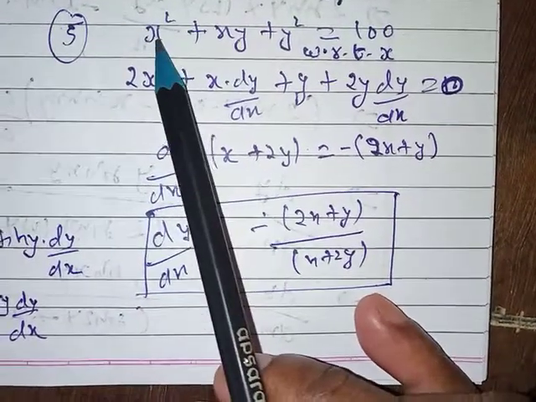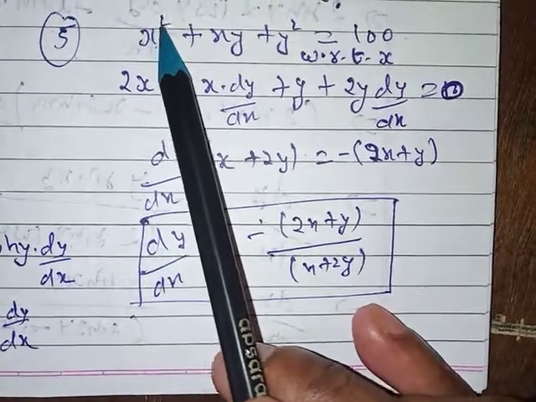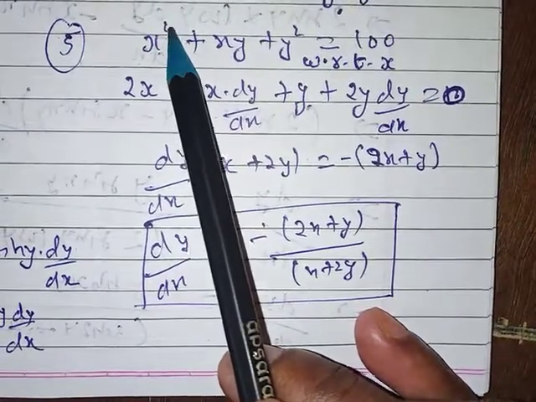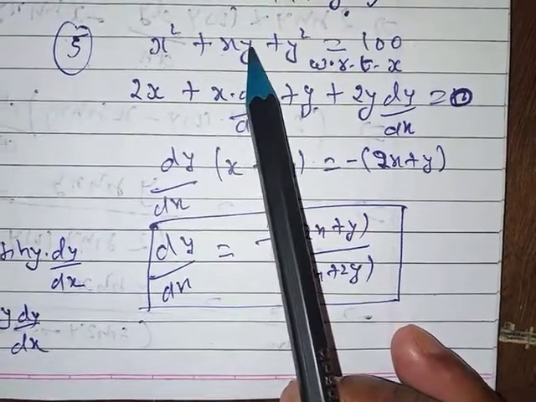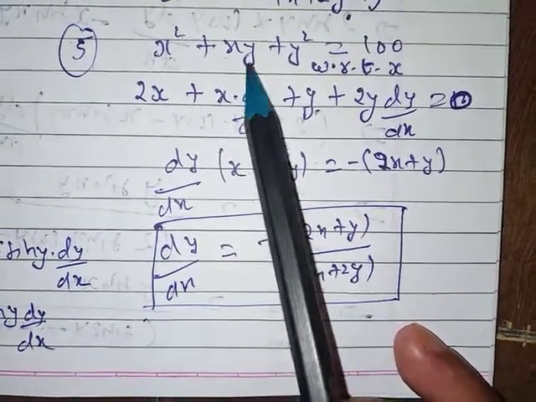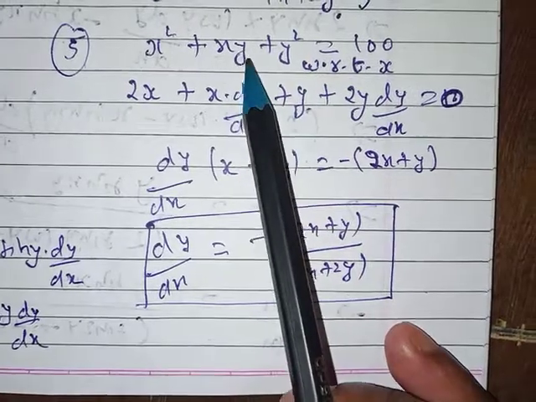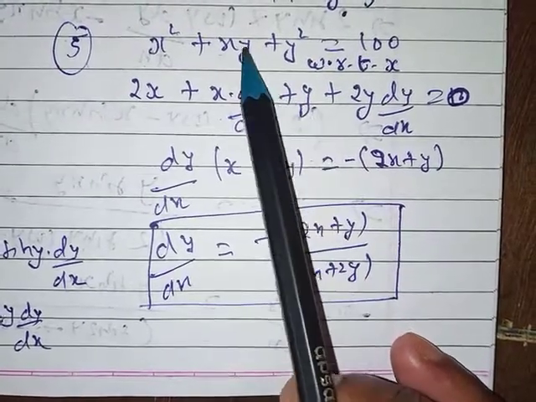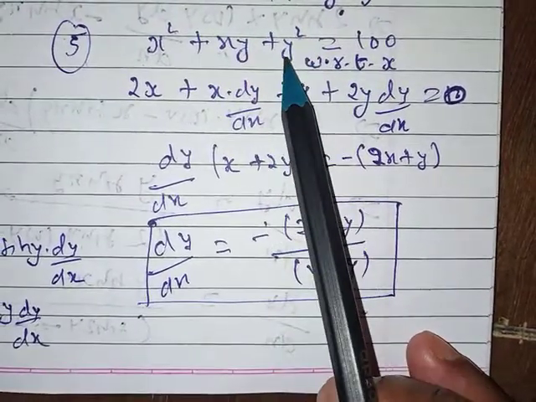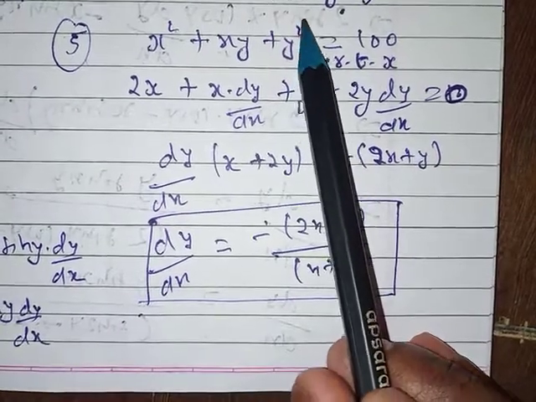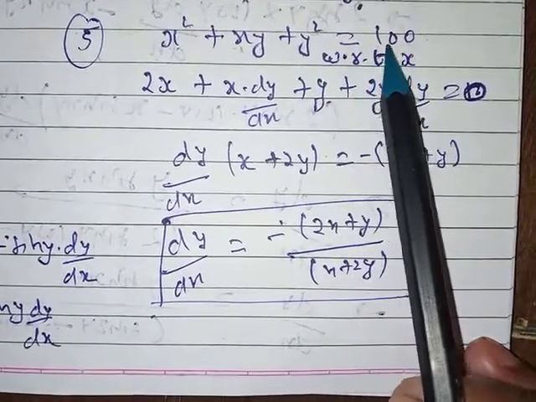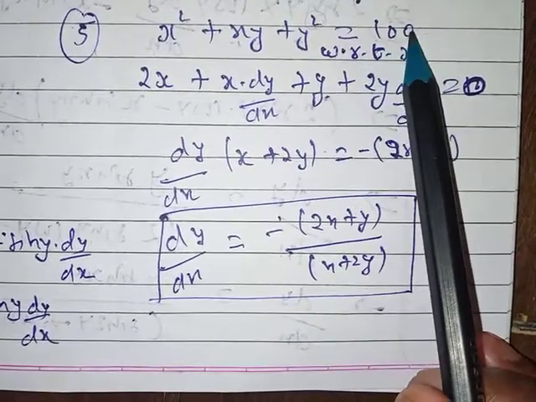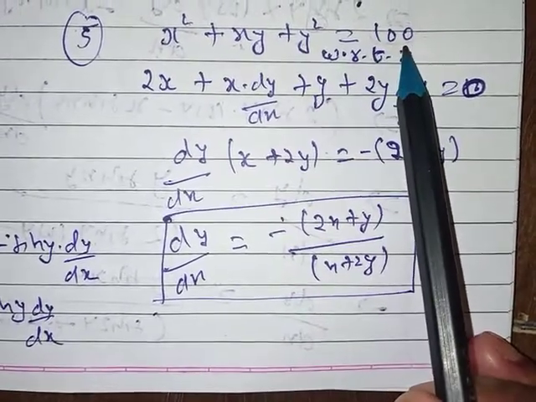Here x square means first derivative we have to take with respect to power, then x. For the u into v form, x will be first constant, you have to take derivative of y, and then y will be constant and derivative of x. Here y square means you have to take derivative with respect to the first power, 2y, then dy by dx. 100 is a constant, so derivative of 100 will be 0.